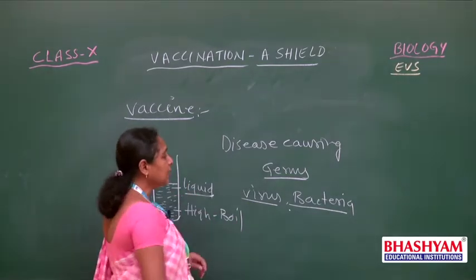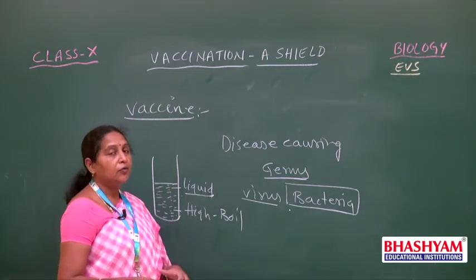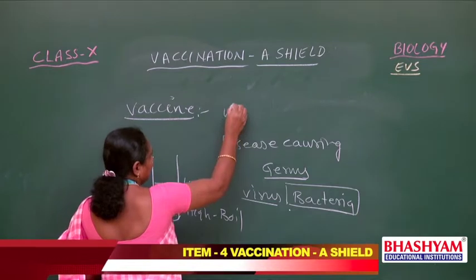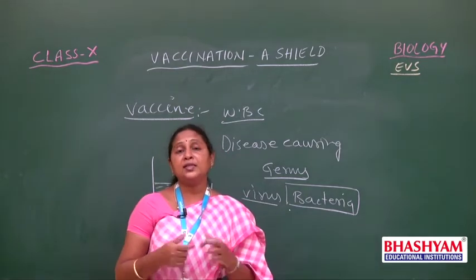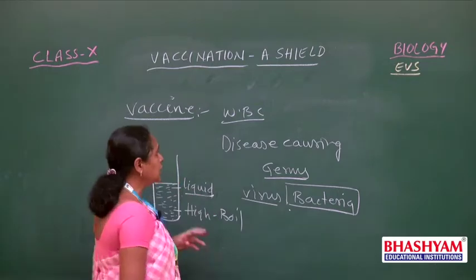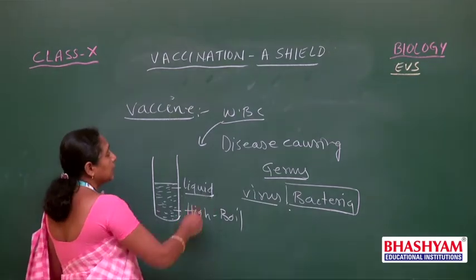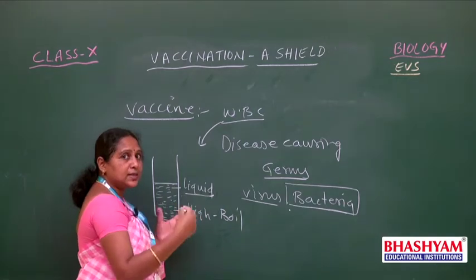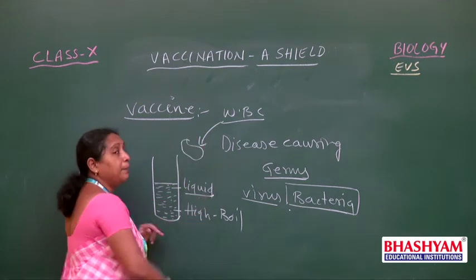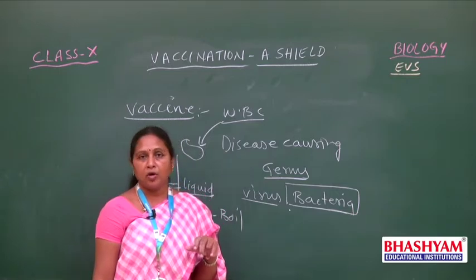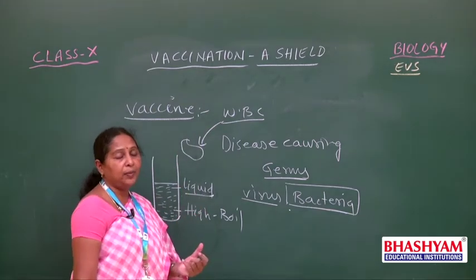So what happens? When the dead bodies of these disease causing bacteria enter our body, in our blood we have special cells, that is WBCs. The main role of the WBCs is to protect our body, to increase our immunity power, that is fighting power. So these WBCs reach the place where the dead bacteria entered, and they believe the bacteria are alive. So again they produce a number of antibodies. A number of antibodies are prepared in our body.